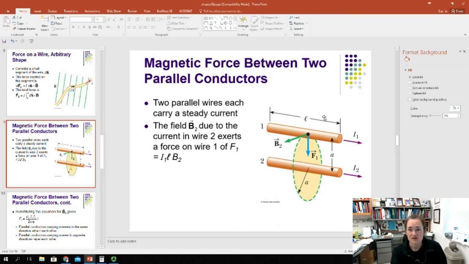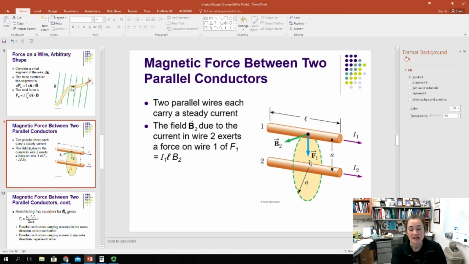Now, because there's a magnetic field present caused by wire 2 at wire 1, that magnetic field is established by I2, but it exists in the region where I1 is flowing, then there's a force from that magnetic field B2 on I1. That force is governed by the right-hand rule, IL cross B. If we apply our right-hand rule here, we can see that the force on wire 1 caused by the magnetic field of wire 2 is towards wire 2. So it's an attractive force on wire 1 from the magnetic field created by I2.